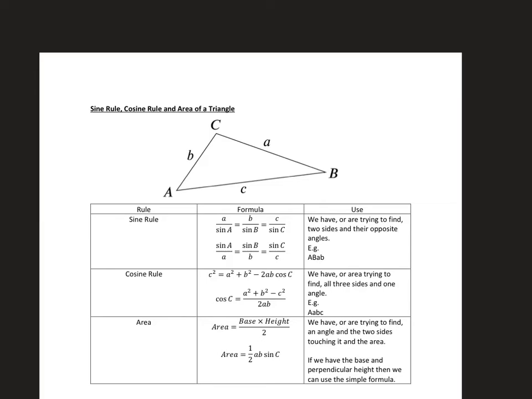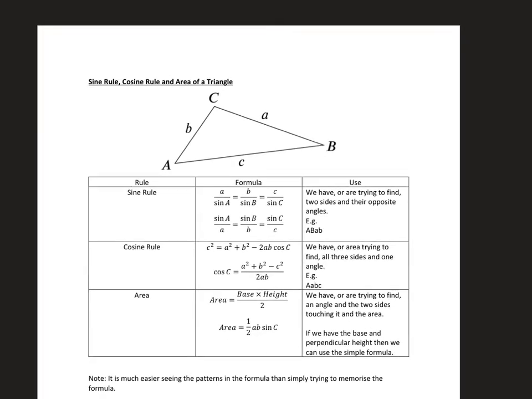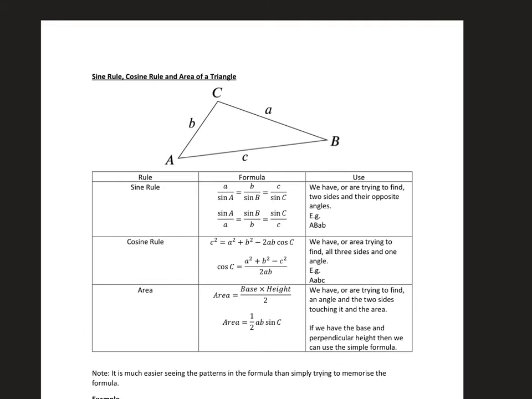Okay, so going to look at the sine rule, cosine rule, and area of a triangle. So we use the sine rule if we have two pairs of information, so an angle and the side opposite, and another angle and the side opposite that. So in a question you'll be given 3 bits of information and you need to work out a fourth.